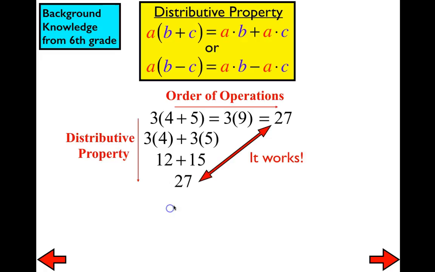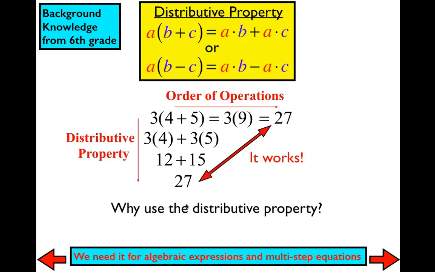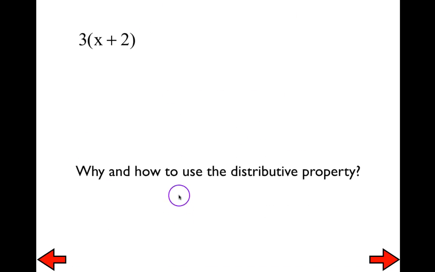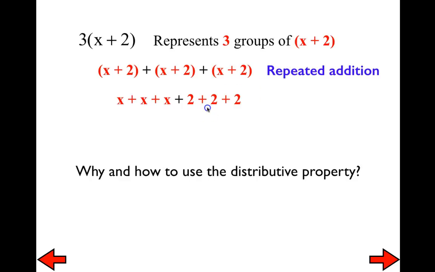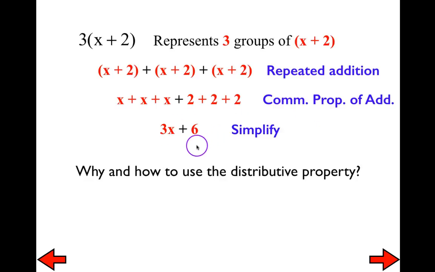So some of you might be wondering, why in the world are we going to use distributive property? Well, because what if you have an algebraic expression? Are you going to be able to simplify 3 times the quantity x plus 2? I don't think so. So let's take a look. What does this actually mean? Well, this means there's 3 groups of x plus 2, so let me write that out. This is basically repeated addition. That's what multiplication is. Now I'm going to use the commutative property of addition to kind of rearrange the x's together and the 2's together. That's the commutative property of addition. And when I simplify it, I'm going to get 3x plus 6.